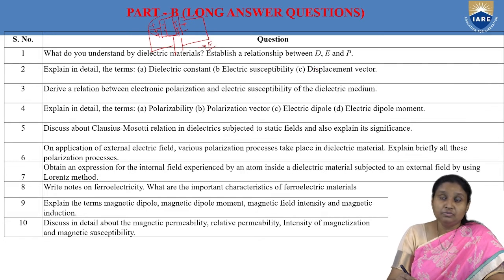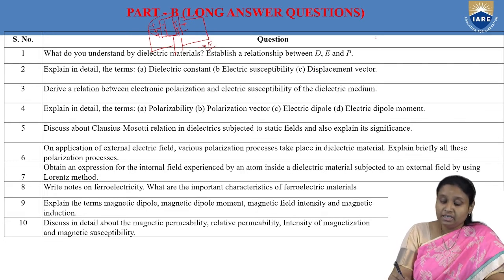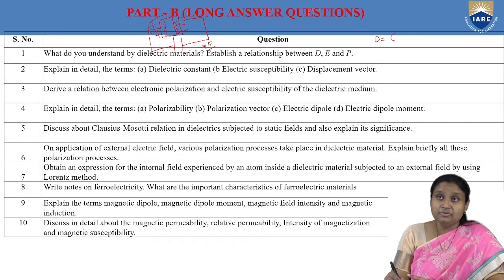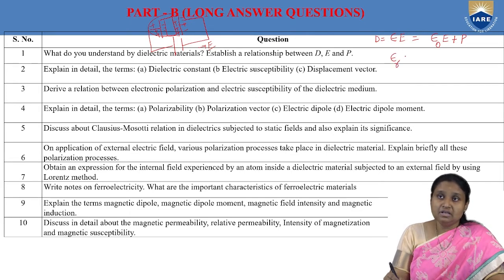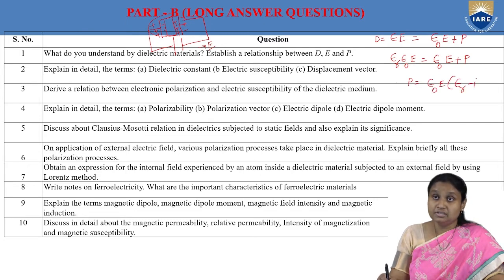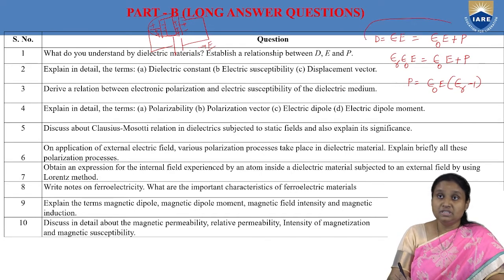Then we need to get the relation between D, E and P. For that, I am going to take the displacement vector. The displacement vector is given as epsilon E, or also as epsilon naught E plus P. Epsilon E can be written as epsilon R epsilon naught E, which is equal to epsilon naught E plus P. If I take P common, then epsilon naught E times (epsilon R minus 1) equals P. This is the relation between D, E and P.